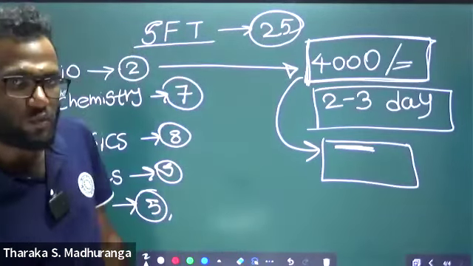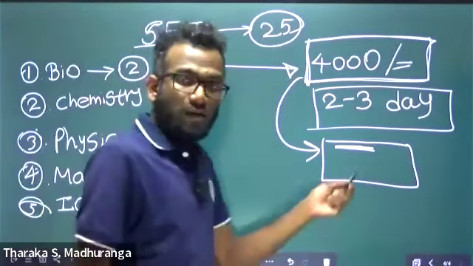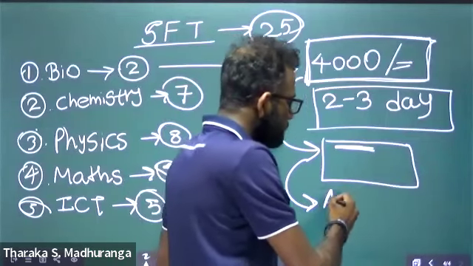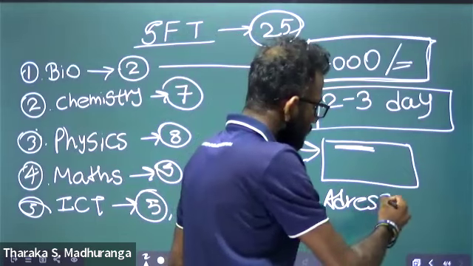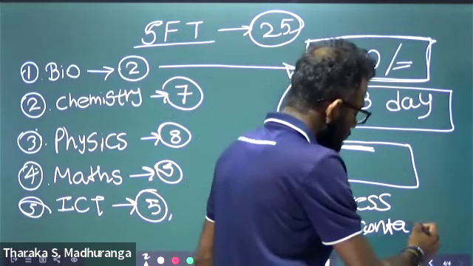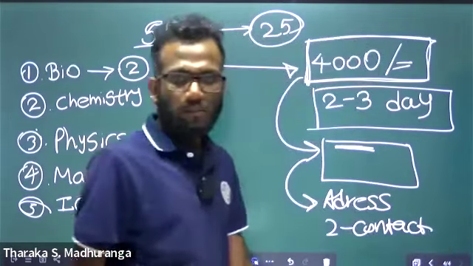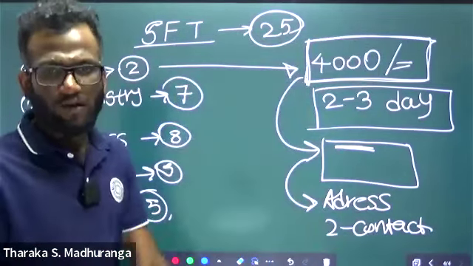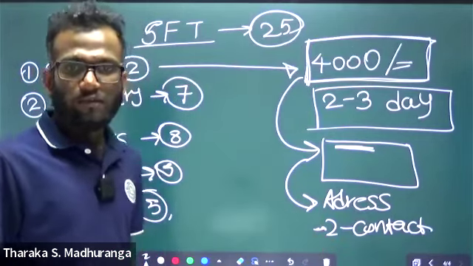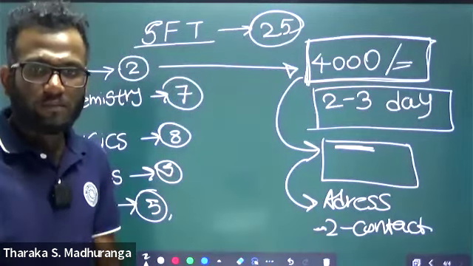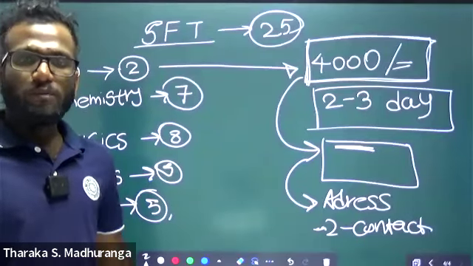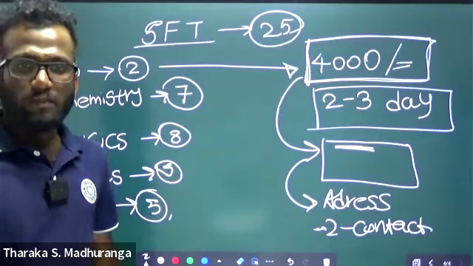Then we can find you, and with the receipt I need your address and two contact numbers. Correct, working phone numbers. Then within 2 to 3 days it will come to your home. Then you can start working.